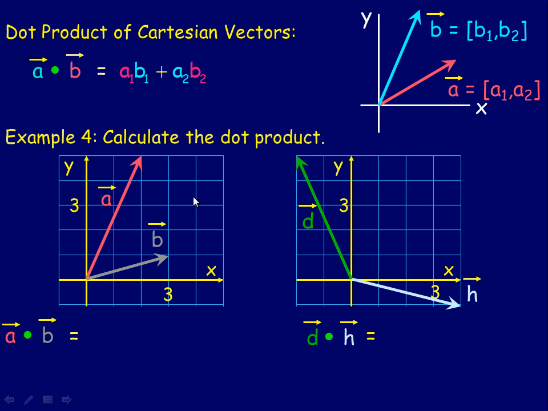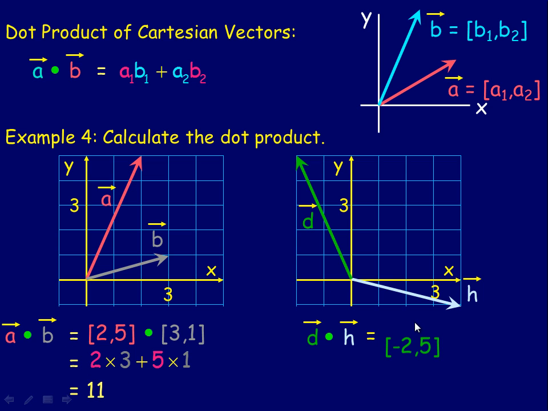So in example number 4 here, we're going to calculate the dot product of A and B. So we have to read the components. A is the vector 2, 5, and B is the vector 3, 1. So we would go 2 times 3 plus 5 times 1. So 6 plus 5, of course, is 11. So the dot product of A and B is 11. For the second one, D is the vector negative 2, 5, and H is the vector 4, negative 1. So we go negative 2 times 4 plus 5 times negative 1. So negative 8, negative 5 is negative 13.